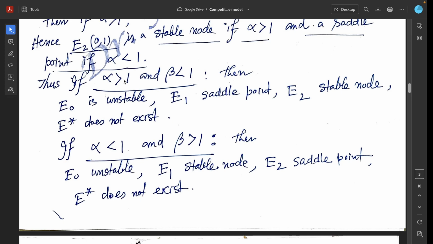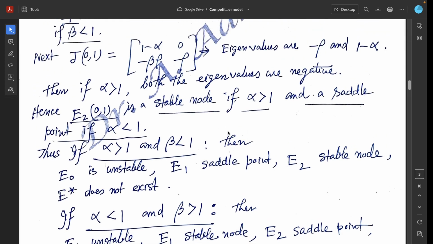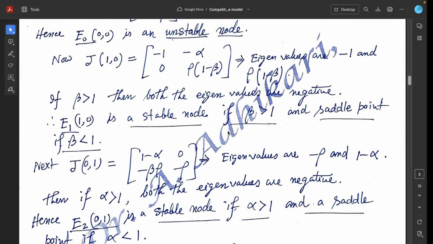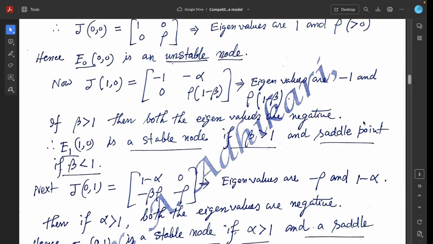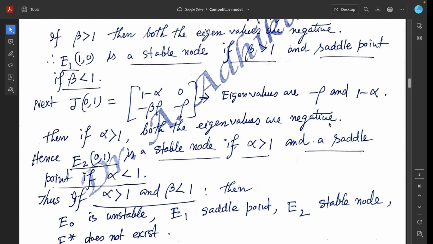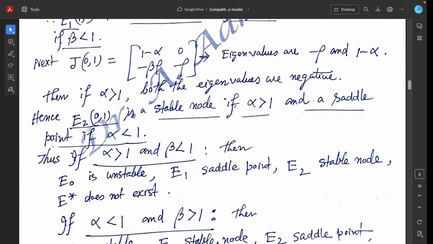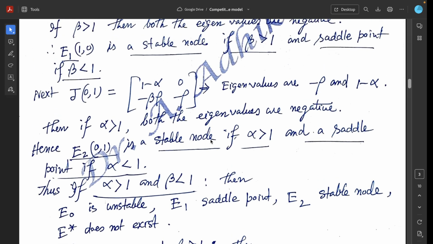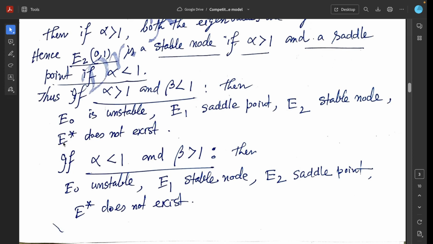In the case alpha greater than 1, beta less than 1, E0 is unstable, E1 is a saddle point, which is unstable because beta is less than 1. And E2 is a stable node for alpha greater than 1. E2 is a stable node, and E star does not exist.